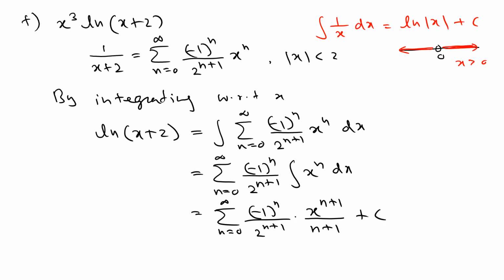Now we need to look at some of the results and try to find c. The best thing is to plug in x = 0, so that you can take out the series terms. So let x = 0. Then on this side you get ln 2 only. All the series terms are 0, plus c, because there's an x term involved there.